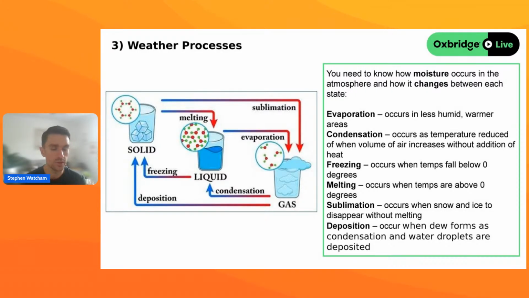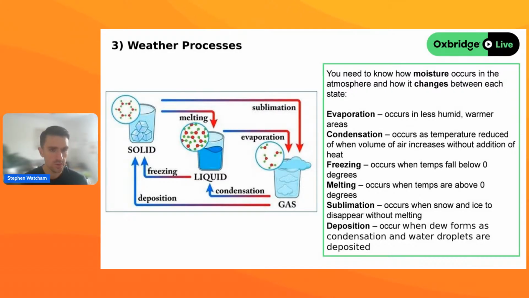For example, if you breathe onto a window, it cools down and you can see the water droplets condensing from the water vapor in your lungs. Freezing, this occurs when temperatures fall below 0 degrees and our liquid turns into a solid. Melting, above 0 degrees, solid into a liquid.